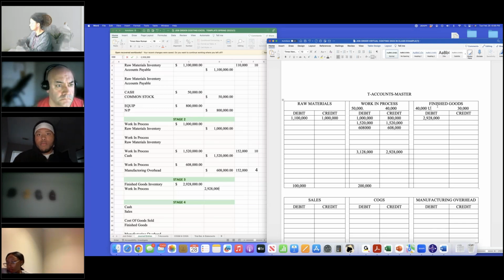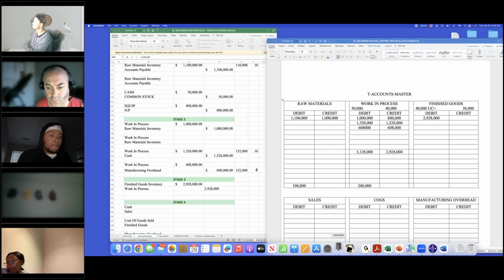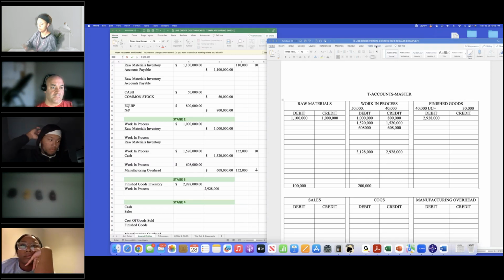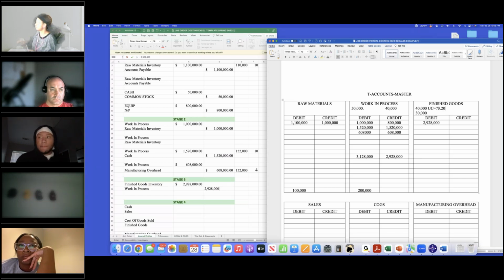Can you go one more time? What's the calculation? 2,928 divided by 40,000. All right, got you. So that's 73.20. Yes, sir. So we estimated that cost at what? 68. So that's a big difference, right?